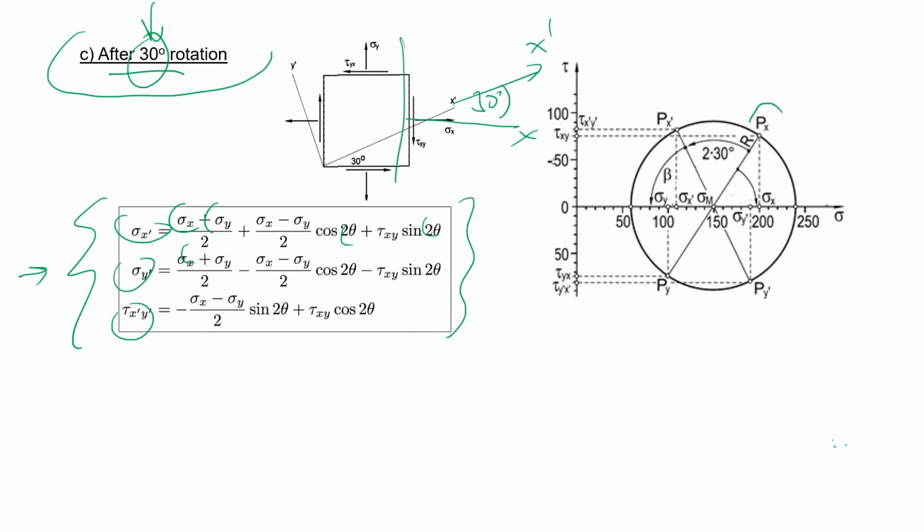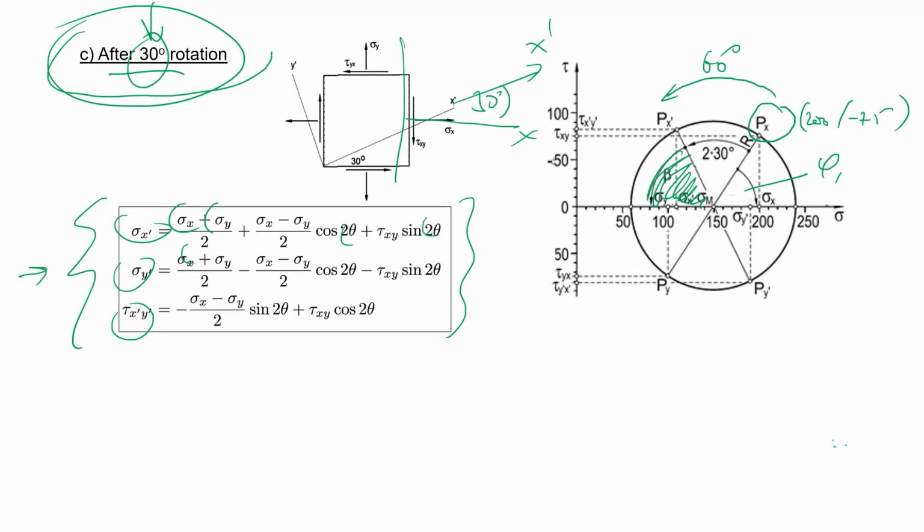So as you see, this is my point Px. Well, it had 200 minus 75. Now I need a rotation of 30 degrees. So on the Mohr circle, I have to rotate 60 degrees. So as you see, this I already know, and now I can determine this beta value. This beta value is 180 minus P1 minus 60 and can be determined very easily.